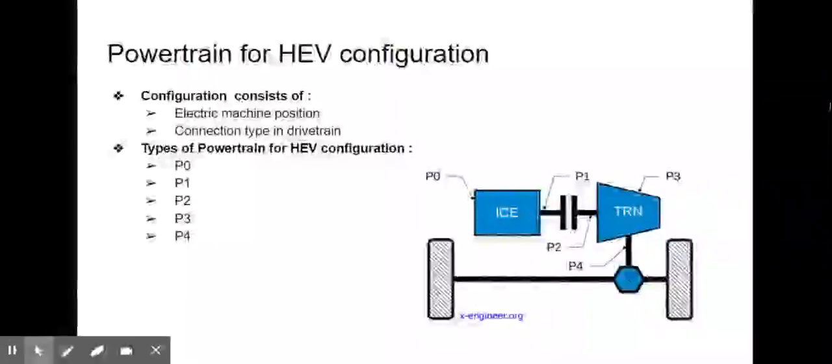Now we will discuss the configuration of the powertrain for a hybrid electric vehicle. Its configuration consists of mainly two things. First is the position of the electric machine. Second is the type of connection of the electric machine in the drivetrain. Based on these two things, there are five possible configurations of the powertrain: first is P0, second is P1, third is P2, fourth is P3, fifth is P4. We will discuss each of these configurations individually, with their advantages and disadvantages.